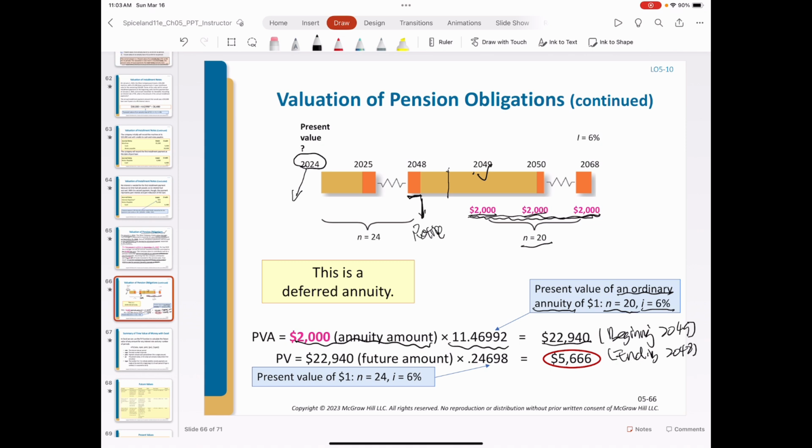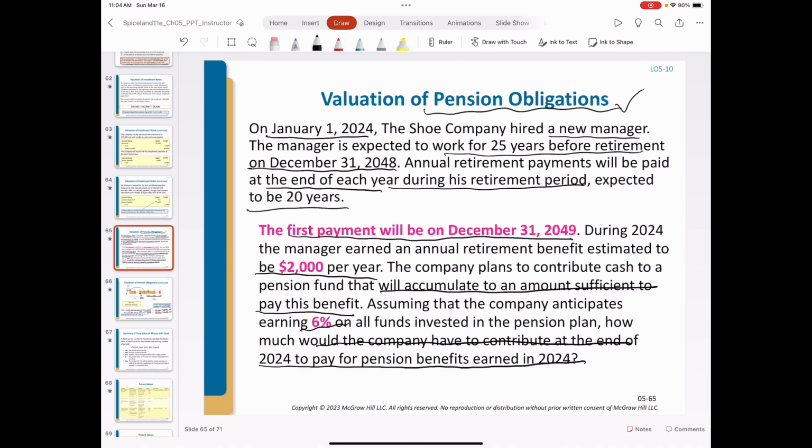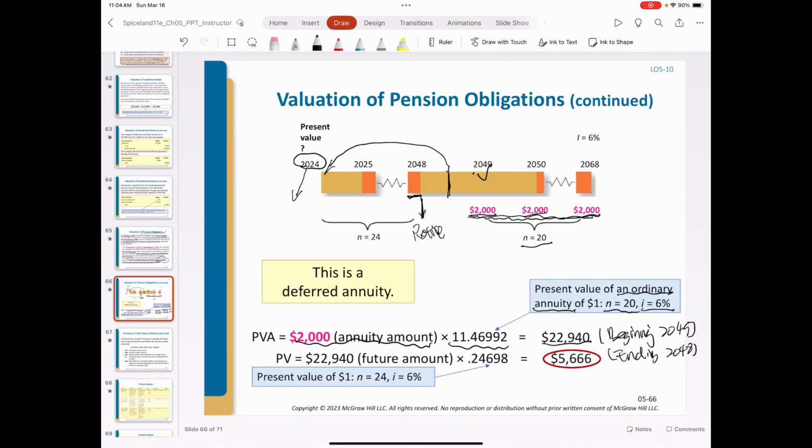2048. But our purpose is not to calculate the value at the beginning of 2049 or at the ending of 2048. What we need to calculate is how much the company contributes at the end of 2024. Just as described, the present value of these benefits is actually the value at the end of 2048 or at the beginning of 2049. The value was 22,940. To the beginning of this appointment, this value is actually the future value.